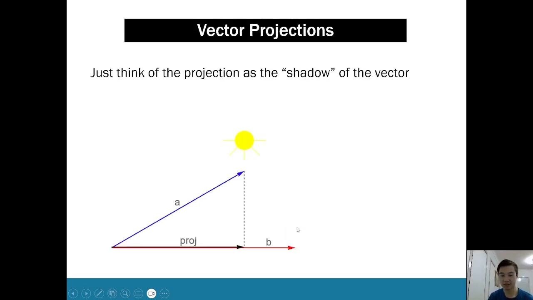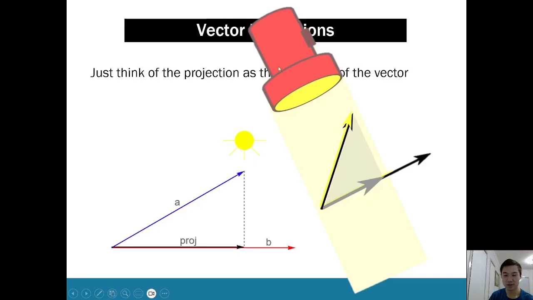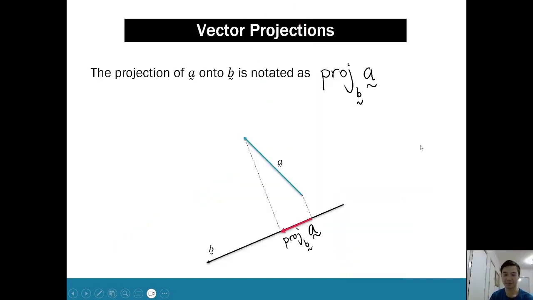So for example, here we can project this blue vector onto this black vector, and our projection will be this red vector. The way to visualize a projection is to think of it as the shadow of the vector. Just imagine you're shining a torch on the vector. The shadow here is the projection of this vector onto the other vector. And the way we notate the projection of A onto B is projection of A onto B like that, with B in subscript like so.